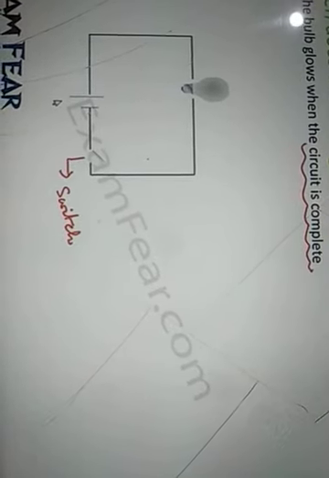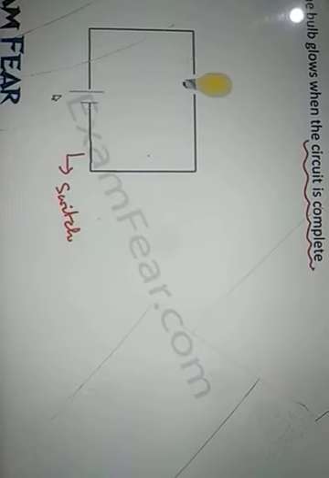Right now the bulb is not glowing and the switch is off. What happens? As soon as we switch it on, the bulb glows. Now do you understand what happened when we switched it on? As soon as we switch it on, the circuit became complete, and everywhere you can see this line.